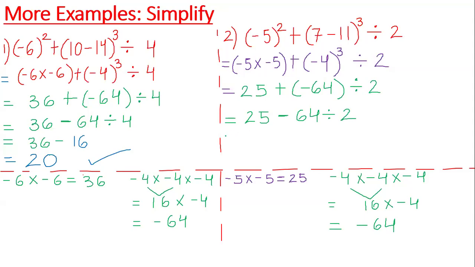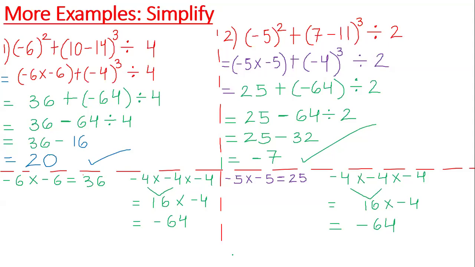And so we have, it's going to be equal to 25 minus 64 divided by 2, which is what? 32. And 25 minus 32 is what? 7. But we have to take the sign of the bigger number. So it's going to be negative 7. Anyone else got negative 7? Let me know, please. I got that.